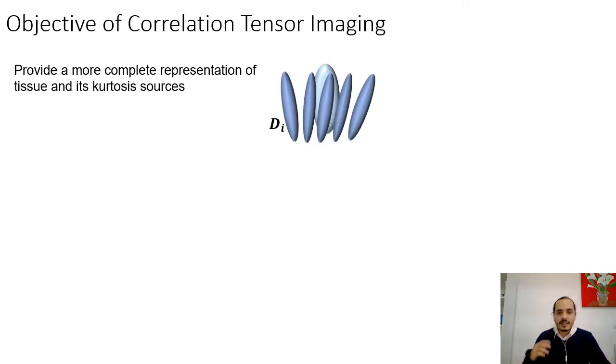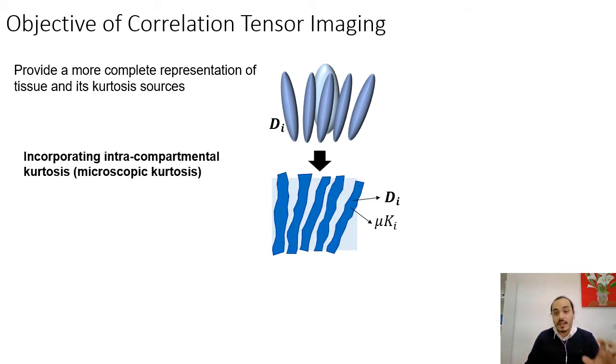A limitation of this B-tensor framework is that it assumes that tissue can be represented by the multiple Gaussian approximation. However, tissues can be too complex for this assumption to be valid. So with correlation tensor imaging, our objective is to provide a more complete picture of the tissues. Now we divide the tissue into components, and each component will not be classified only by apparent diffusivity, but also by apparent microscopic kurtosis. Each component will be characterized by its own individual diffusivity and individual microscopic kurtosis.